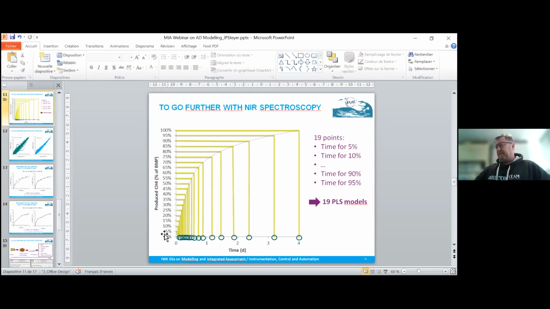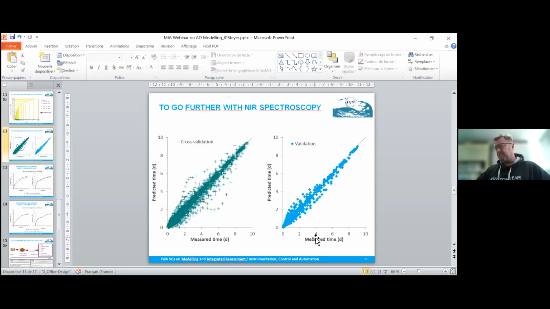We separated the value of the maximum BMP you reach by 5%, 10%, 15%, etc., and we developed 19 models for all the times, to predict the time of reaching each BMP value up to the end. And it worked. You have here the predicted time over cross-validation and validation. You can see that you have quite nice results.